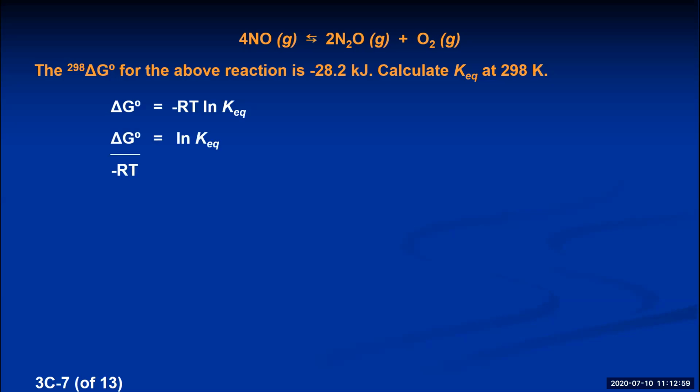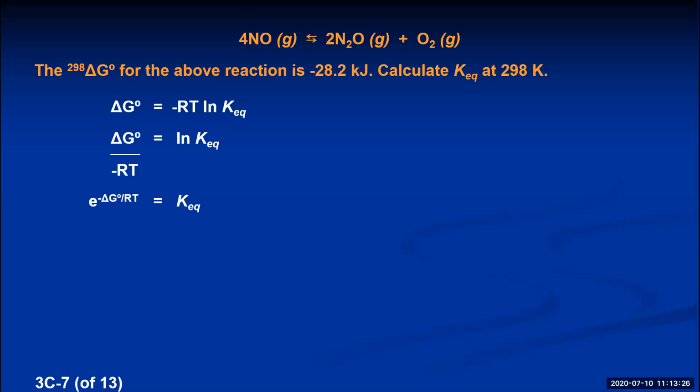And then I can raise both sides of the equation to E as a base. So the left side of the equation becomes E raised to the negative delta G naught over RT, and then the right side becomes the equilibrium constant. And so this is how we calculate the equilibrium constant from a standard free energy change. Because R is 8.314 joules per Kelvin, then when you use your delta G naught value in this equation, it's going to have to be in joules as well.